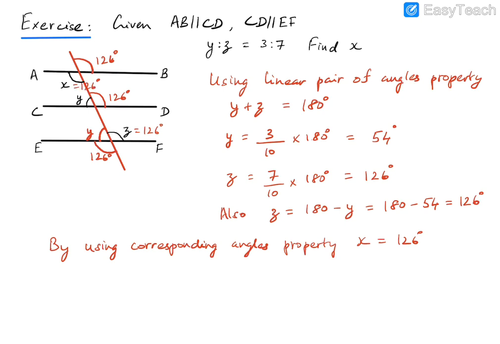X equals 126 degrees. Let me not write it there to avoid any confusion. So X here is 126 degrees. We have done this in two different ways. There are multiple ways of solving this. We can use any of the methods and apply any of the properties that we are familiar with. As long as it is applied correctly, we will be fine. So the value of X is equal to 126.